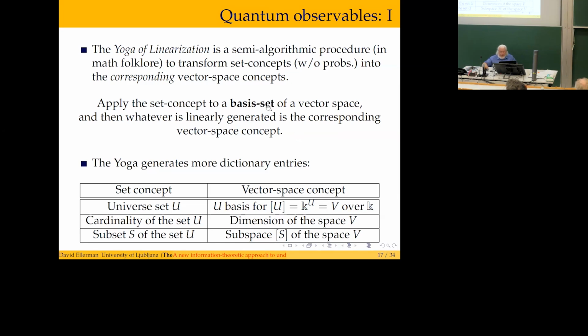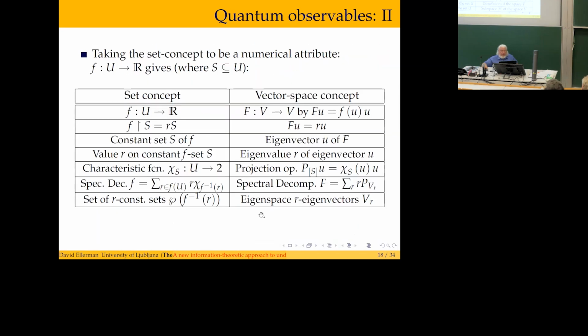So here's the yoga. You take a set U and you apply the set concept to U, and then you interpret U as a basis set for the vector space, and you see what that set concept applied to the basis set generates in the vector space. So the universe generates the whole space, obviously, by definition. And a subset obviously generates a subspace, and the cardinality of the whole set transforms into the dimension of the vector space. So you get this dictionary going back and forth between set concepts, which we have with our partitions, and vector space concepts here. And of course, you could think of the free vector space functor from the category of sets to vector spaces over K.